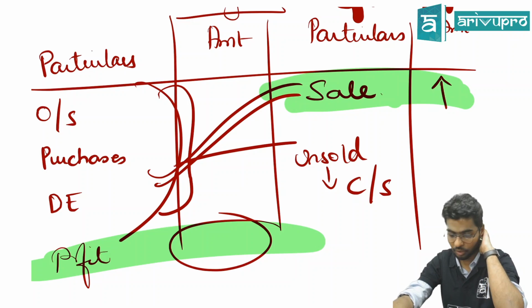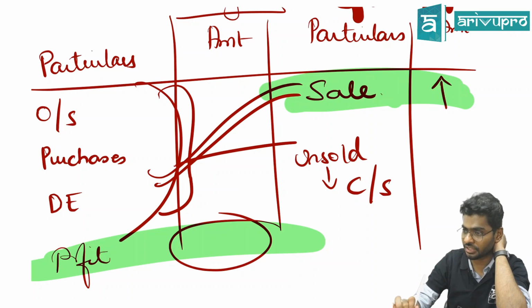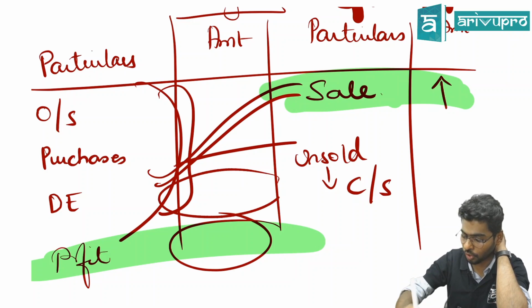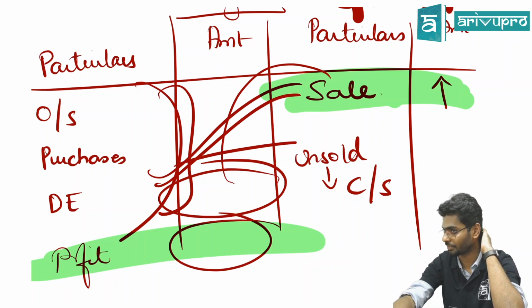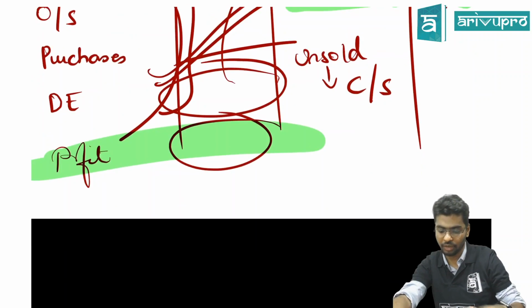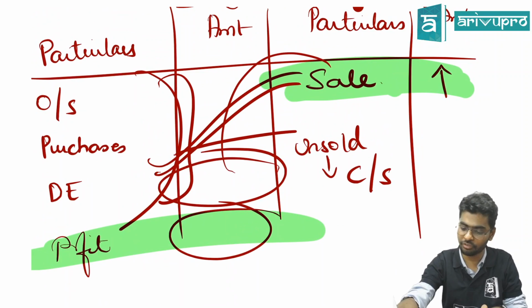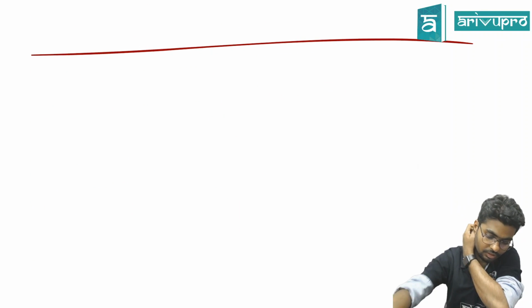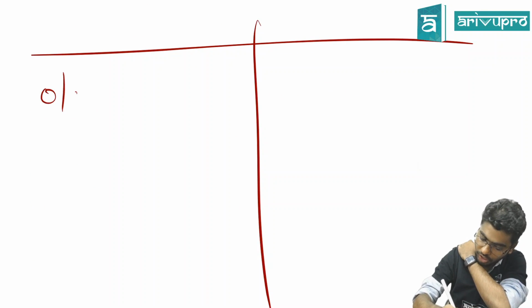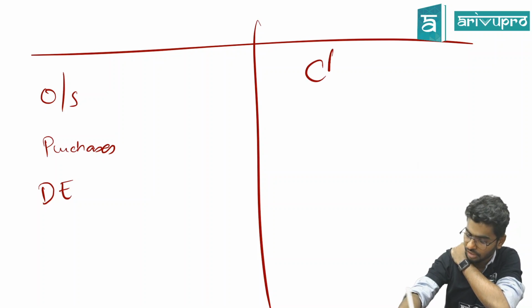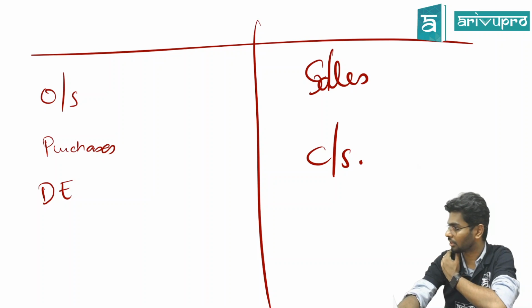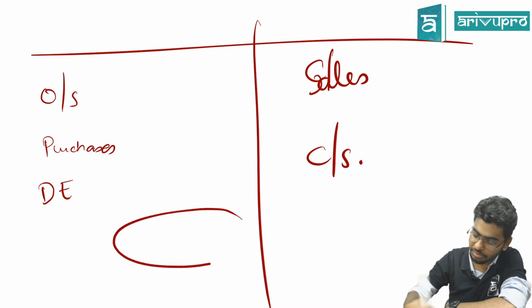Right? Now, I have two options. Option 1, reduce closing stock here. Rather than that, we write it on the credit side. Now, if I write it more in terms of a format, see here. Opening stock, purchases, then direct expenses, sales, closing stock. The difference becomes my profit.